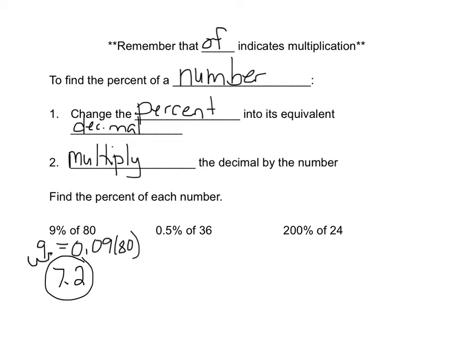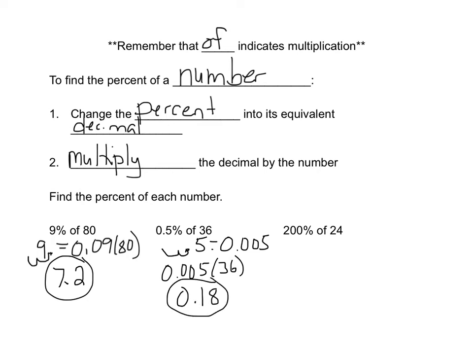So why don't you go ahead and pause the video and see if you can try the next two on your own. Since we're starting with 0.5%, remember we're moving it back 2 spots. This actually becomes 0.005. So we're going to take that, multiply it by 36, and we get an answer of 18/100ths. So 0.5% of 36 would only be about 18/100ths.